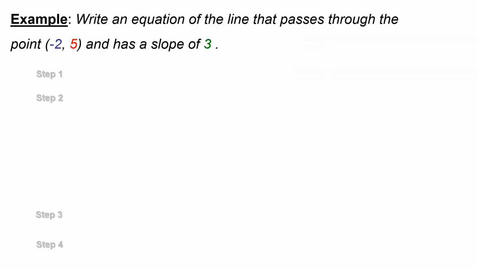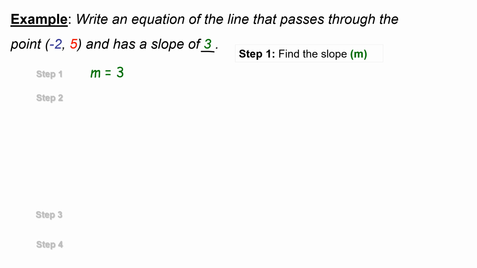Example. Write an equation of a line that passes through the point -2, 5 and has a slope of 3. So I'm going to go through the steps so you can see how you should go through a problem like this. All right, so remember, we need a point and we need a slope. Step 1 is to find the slope. Lucky for us, it is given in the directions. So nothing to do there, just write it. m equals 3, m stands for slope.